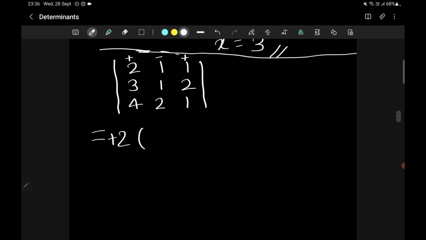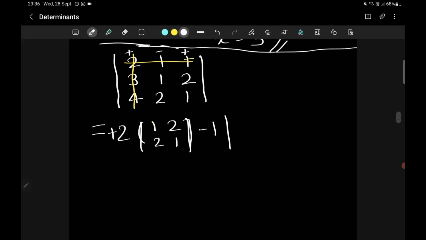Then what you have to do is neglect the row and column with that number. That means you have to neglect this whole row and this column, and take these remaining values as a determinant. That is 1, 2, 2, 1. So this will be one determinant. Then you have to take the minus sign. By default it will be minus. Then 1.